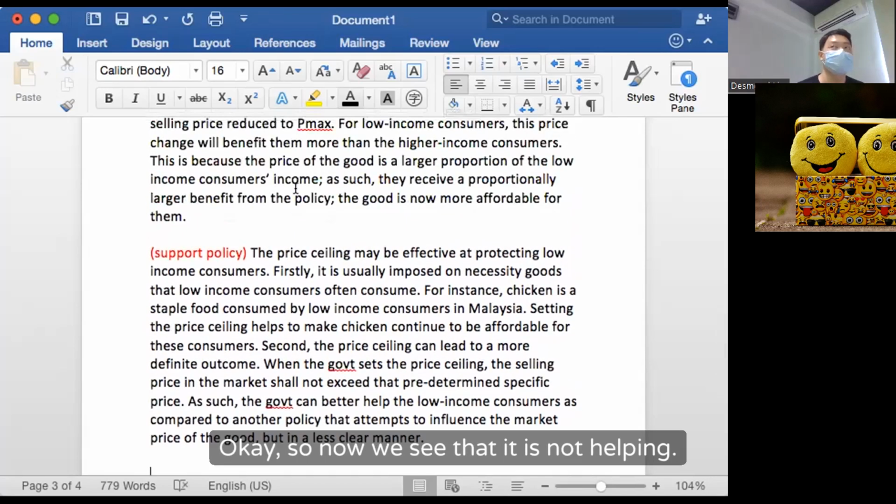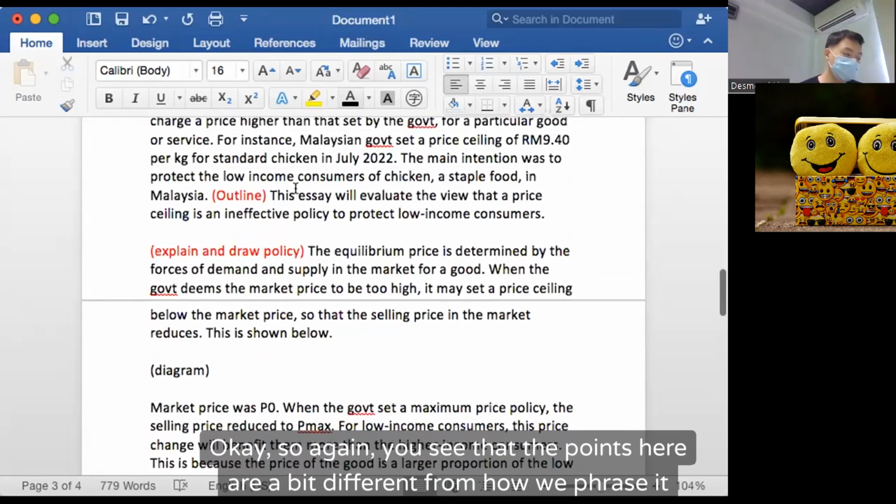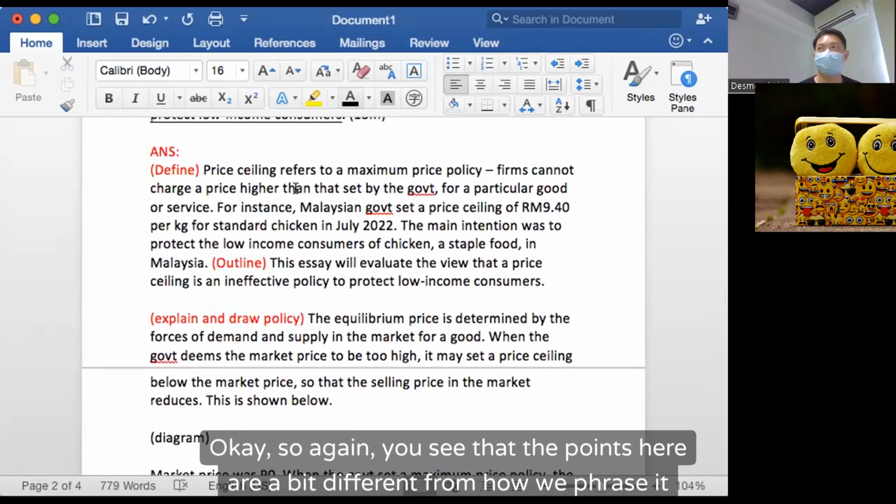Okay, so now we say that it is not helping. So again, you see that the points here are a bit different from how we phrase it usually.